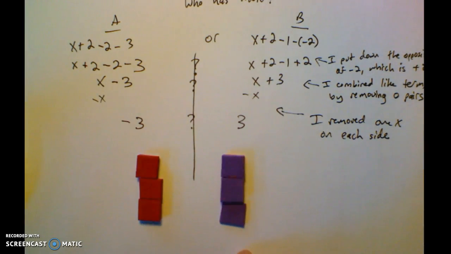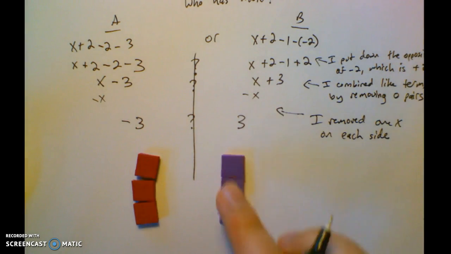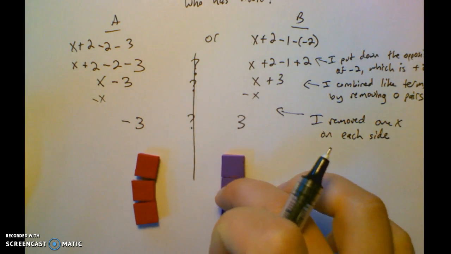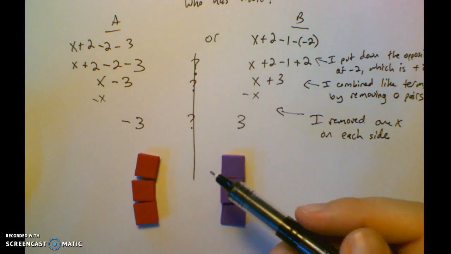And now I can see this is someone, person A owes $3, person B has $3. I would definitely rather be person B. They have $3. So I know that B has more than A, but how do I show that in recording my work and in this notation?